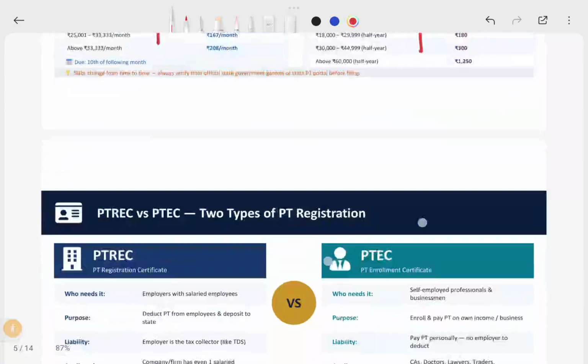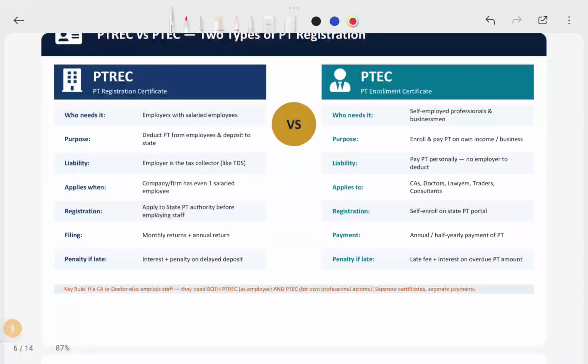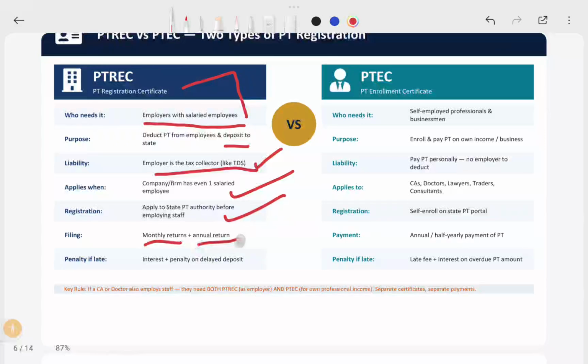Then what are the PT registration certificate and the PT enrollment certificate? Those working as employees don't need to take the registration certificate, because the employer can take it on their behalf and deduct from their salaries. The employer is liable to pay PT like TDS. Companies and firms, even with one employee, have to take this arrangement, and registration must be with the state authorities. Filing would be monthly returns and annual returns. Penalty and interest are involved if you don't register.